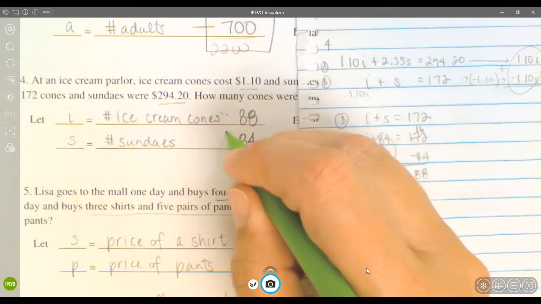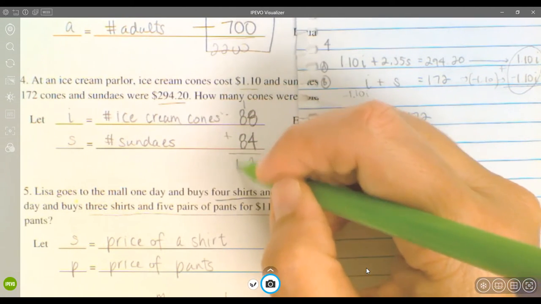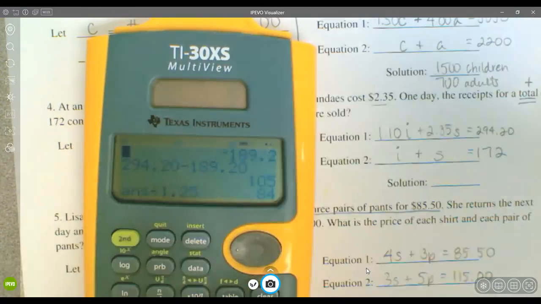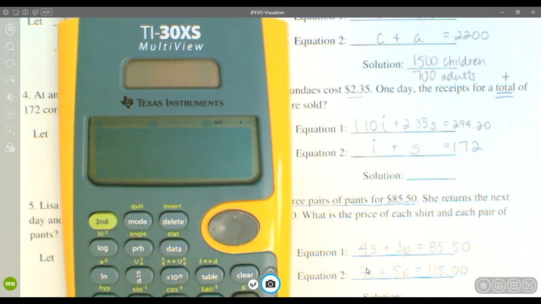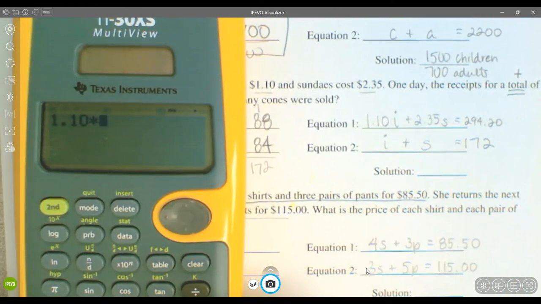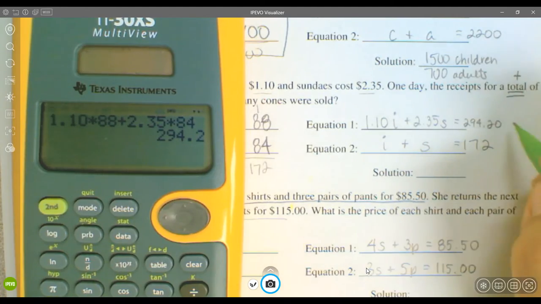Well, let's check this. 8 plus 4 is 12. 1 plus 8 is 9. 9 plus 8 is 17. I think that's it, but let me double check with my money because my money's always got to be right. I don't know about you, but mine does. So we'll take $1.10 times how many ice cream cones? 88 plus $2.35 for our sundaes. Please be $294.20. Yes. Okay, so that's correct, and this one's correct.